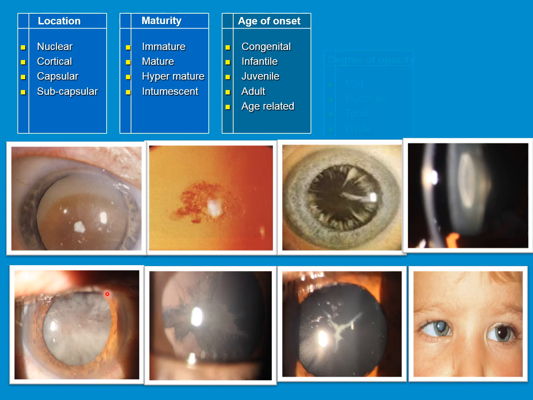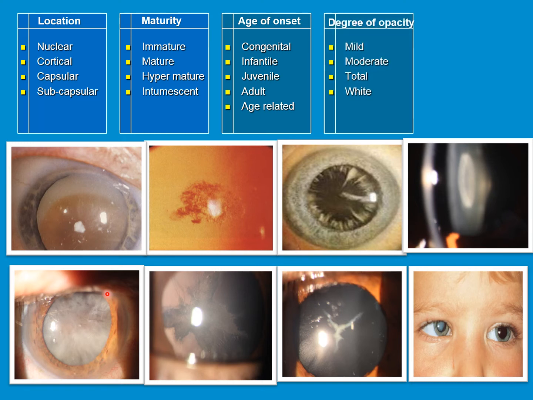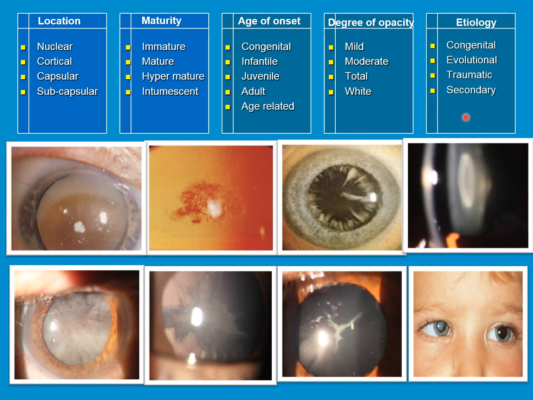You can also classify a cataract according to the degree of opacity. So this one is a mild cataract, this one is a total cataract, and this one is in between the two, so it's a moderate cataract. You can classify the cataract according to etiology. So this Y-shaped one is a congenital one, while this one is evolutional. This cataract, which is irregular in shape, is a traumatic one. So you can classify the cataracts in different ways.